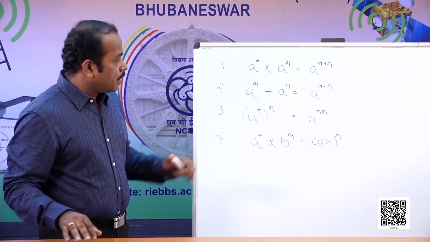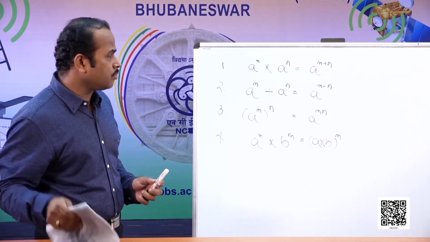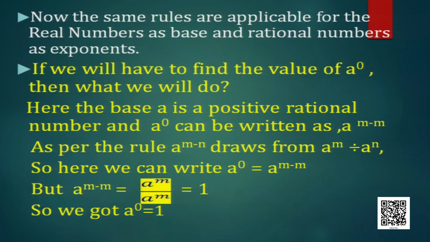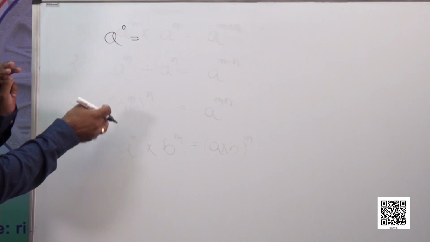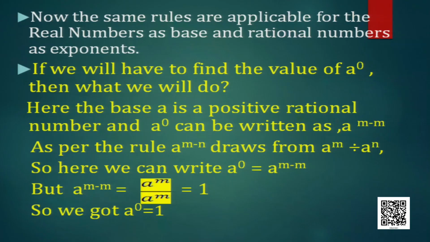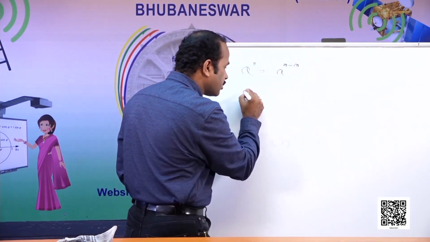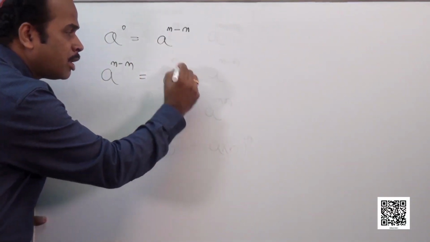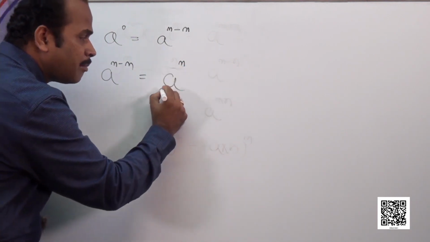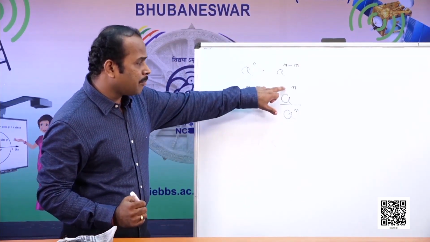So let us observe. In addition to all these things, if I need to express a to the power 0, how will I express it? Using the laws of exponents we discussed, I can write a to the power 0 equal to a to the power m minus m, because m minus m is 0. And a to the power m minus m comes from a to the power m divided by a to the power m.